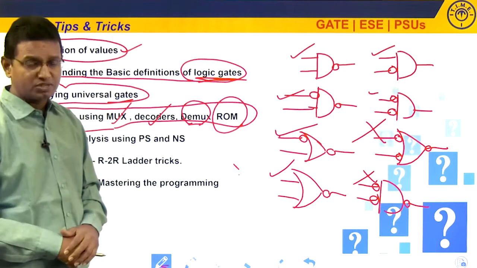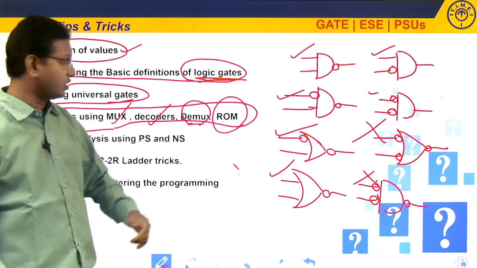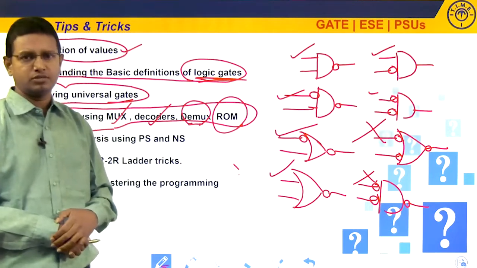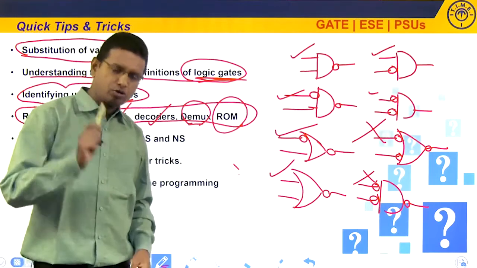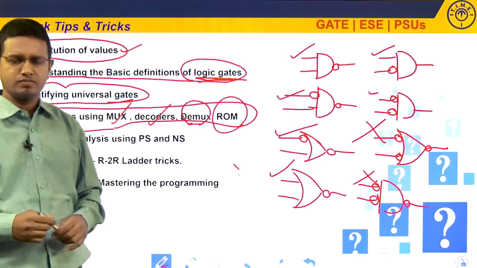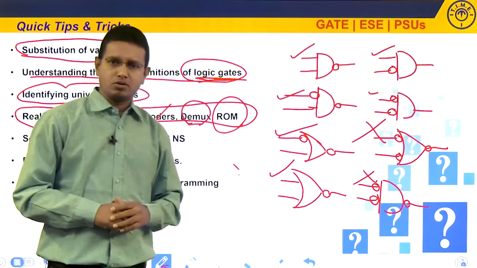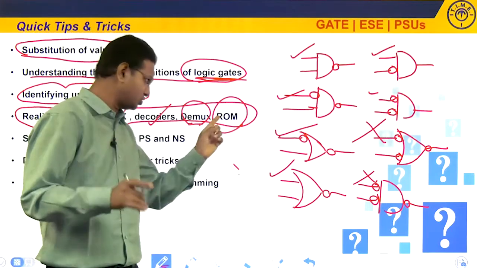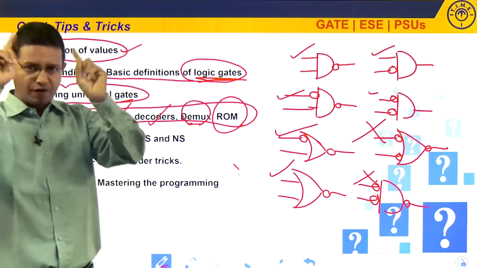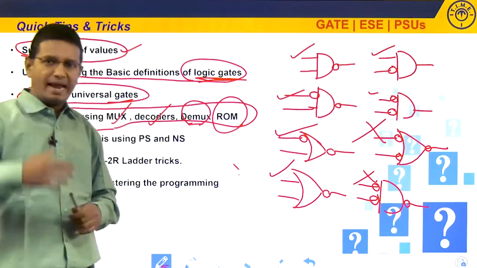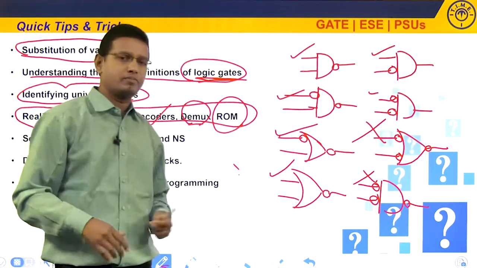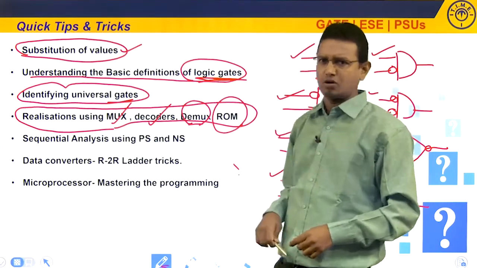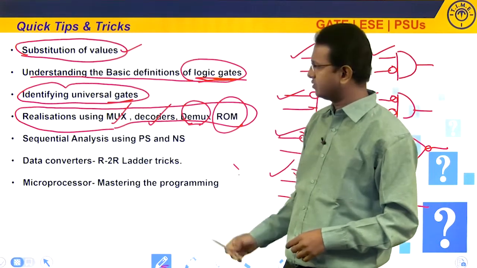Now coming to the ROM. The unique speciality of the ROM circuit, the read-only memory circuit, is that you can implement multiple Boolean expressions using a single ROM. So the technique to remember is, if you want to implement certain functions using a single ROM, for example, if there are 10 Boolean expressions and you want to implement all 10 using only one ROM, then the function variables will become the inputs of the ROM and the number of functions will become the number of outputs of the ROM. Don't forget this, because there are a number of questions related to this in the GATE exam and other competitive examinations.